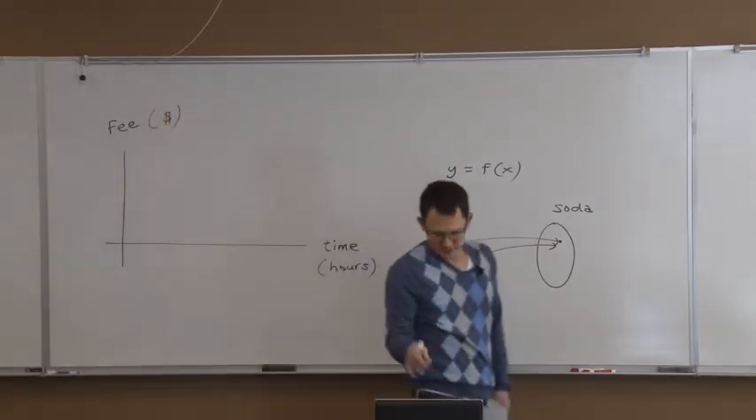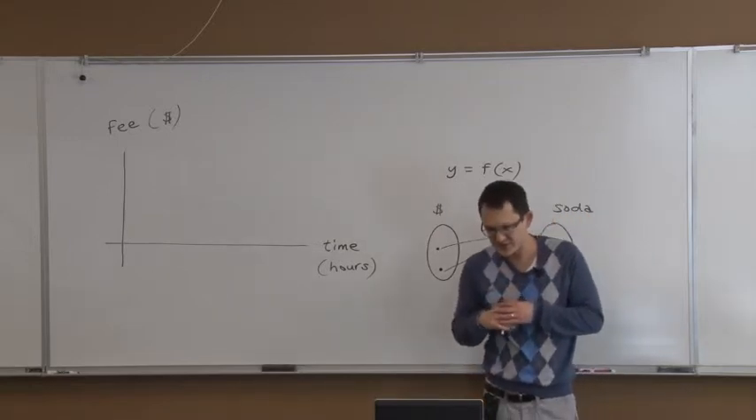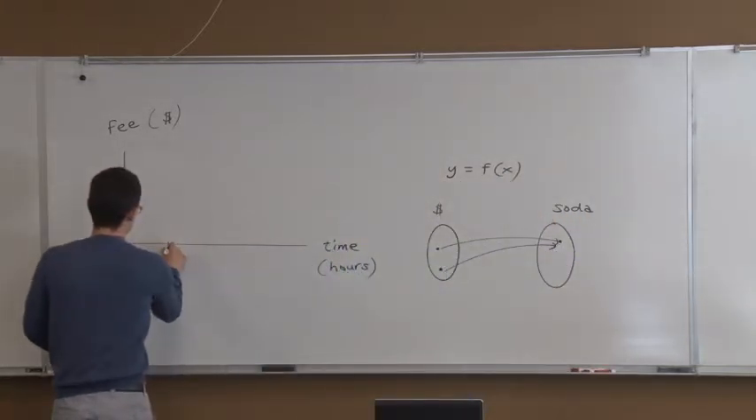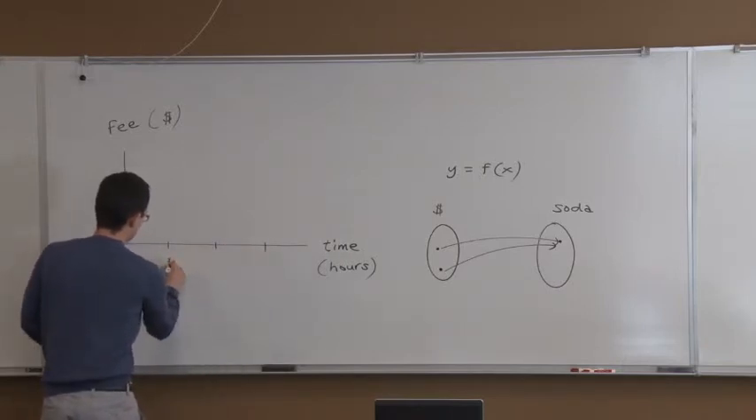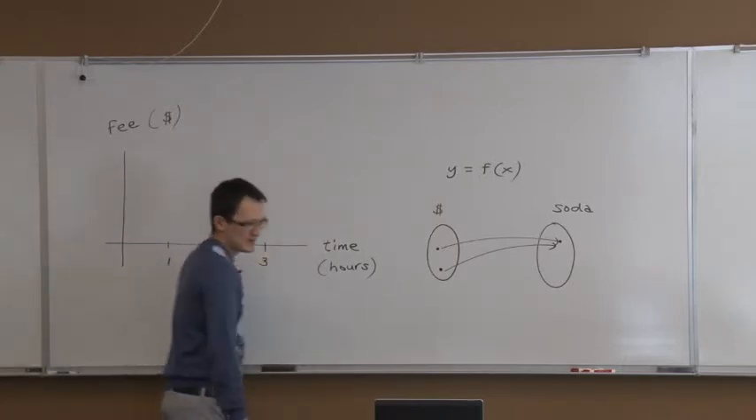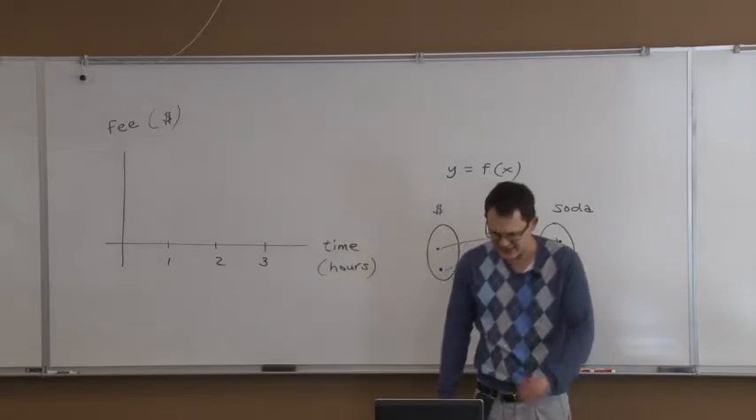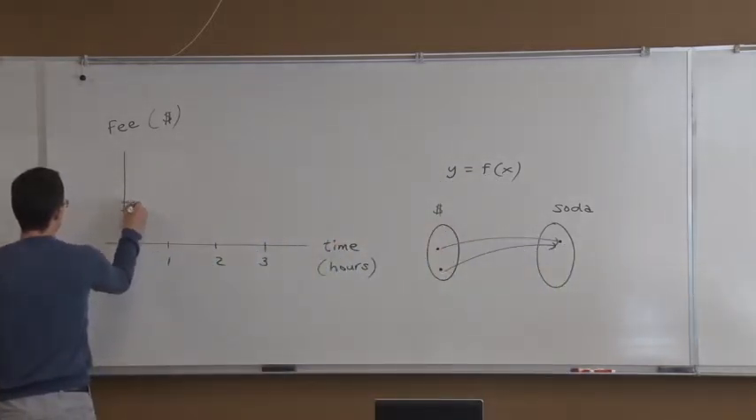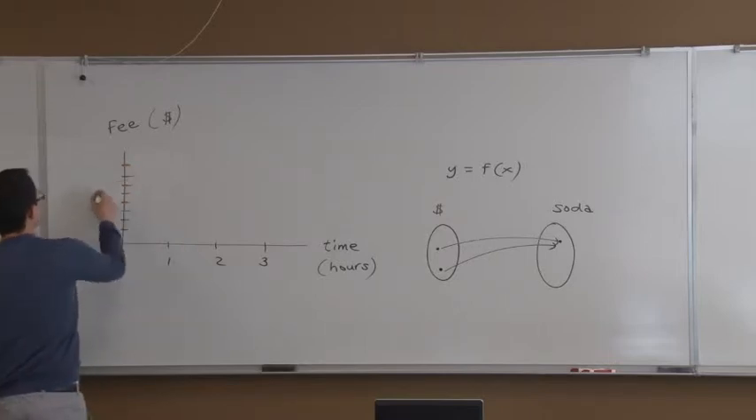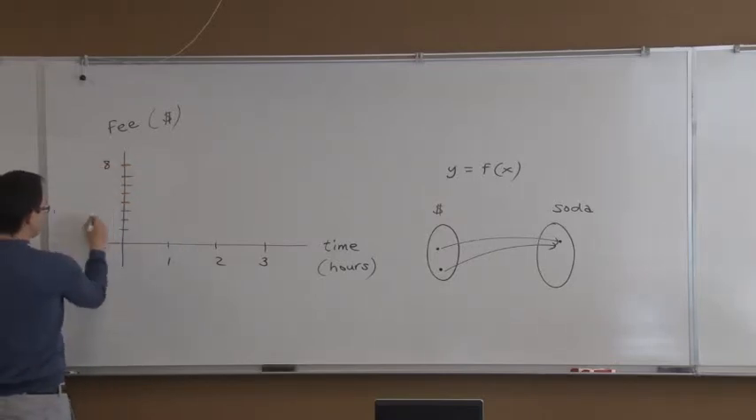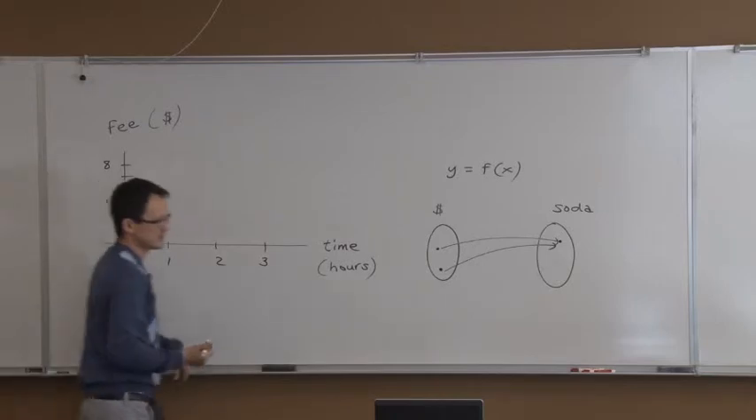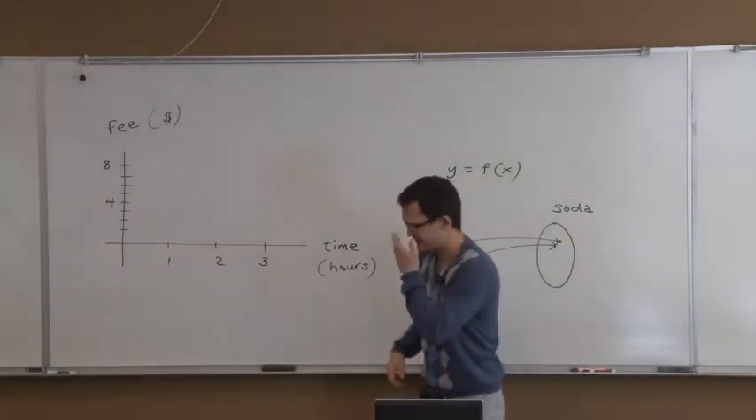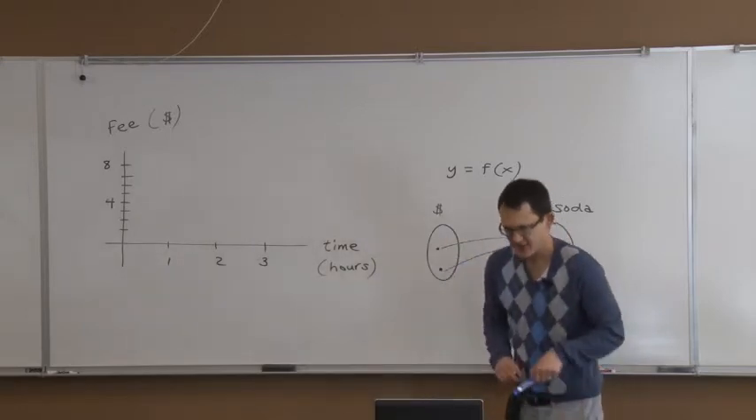I'm not going to graph the whole table, but maybe just the first 3 hours or so, something like that. So I will do 1, 2, 3, like that. And then the rates go up to around $8. So I'll mark that at 8, maybe find the halfway point, something like that. So I'll plot the data, and then we'll go back to that definition.